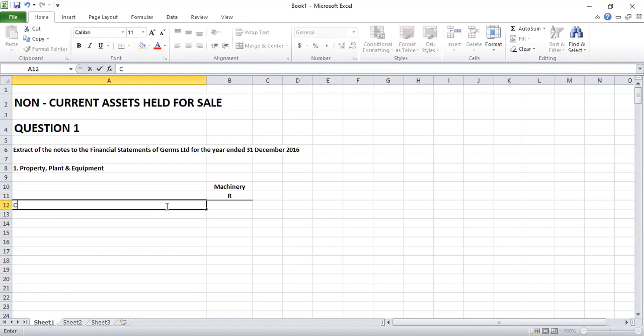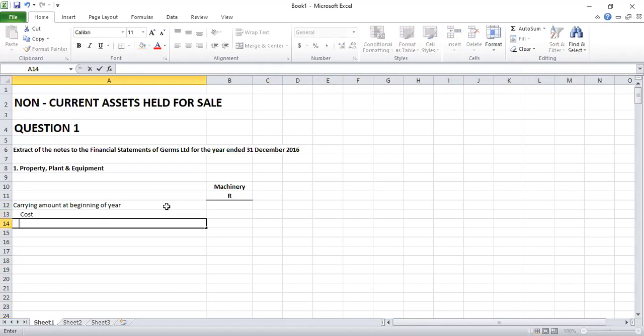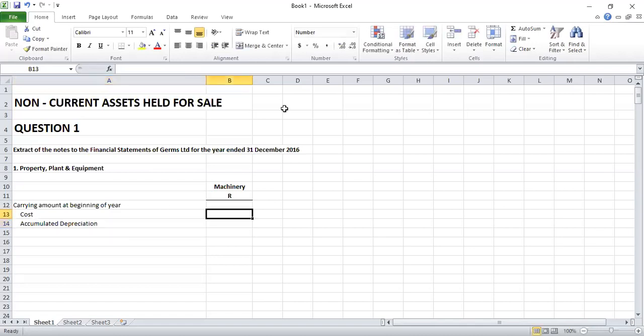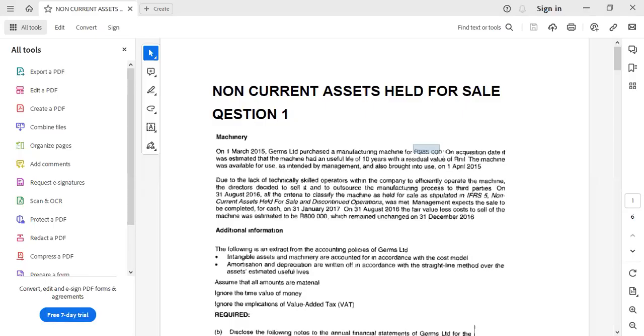Remember, when we do our PPE, we start with the carrying amount at the beginning of the year. Our carrying amount at the beginning of the year will be made up of our cost and accumulated depreciation. That is at the beginning of the year. Our cost, given that this machine was acquired, is 985,000.